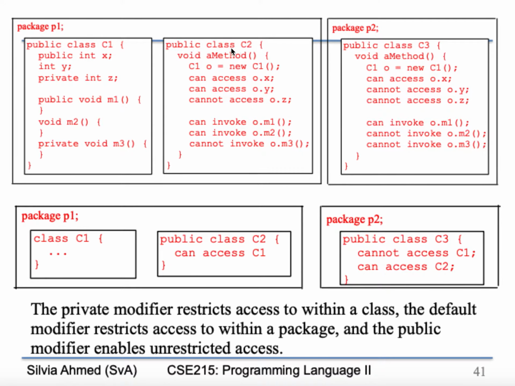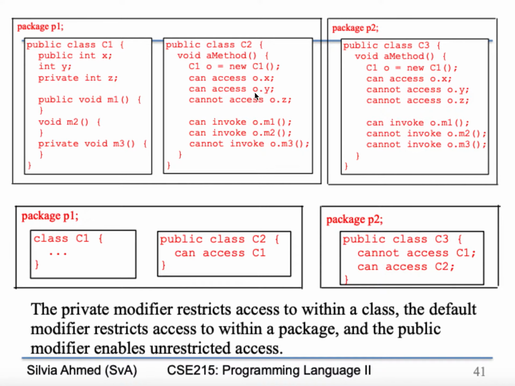Inside our C2 class, which is in the same package P1, we are creating an object O from C1. If we want to access O.x, the question is, can we access the x data of object O? X is defined to be public, so X can be accessed from anywhere: from the same package, from a different package, from the same class, from different classes. So we can access O.x.